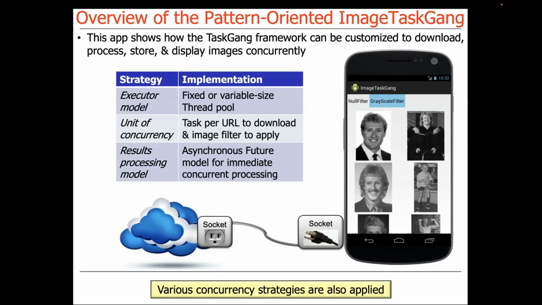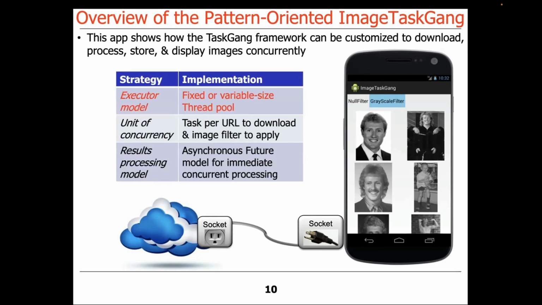So let's kind of talk about that because that's naturally one of the main focal points of this course. So we have the executor model, which is either a fixed size or variable size thread pool. We have what the unit of concurrency is. In this case, the unit of concurrency is a task used for each URL to download and each image filter to apply. And then the last piece of this strategy puzzle is the results processing model, which uses an asynchronous future model to process the results as soon as they occur.